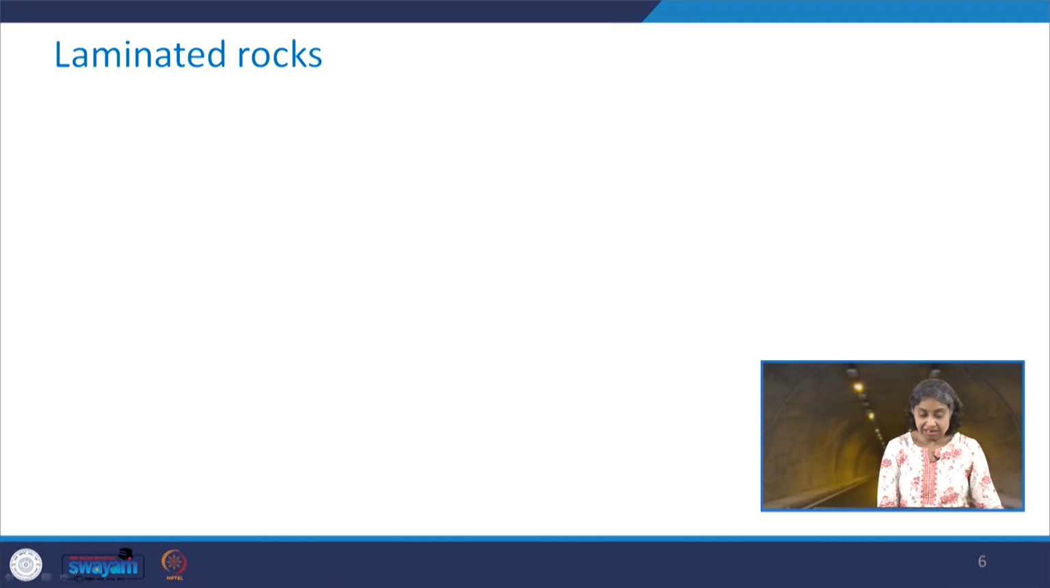So, let us take a look at how various types of laminated rocks and openings look.